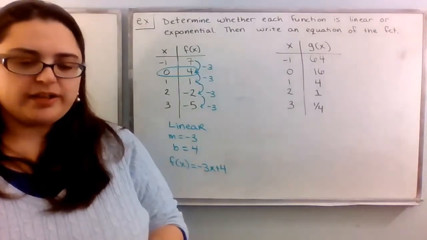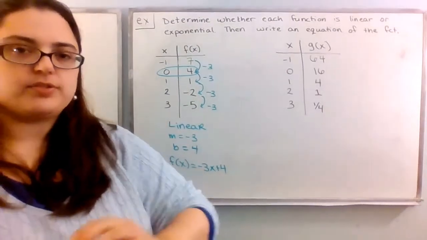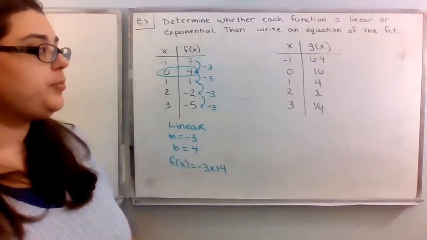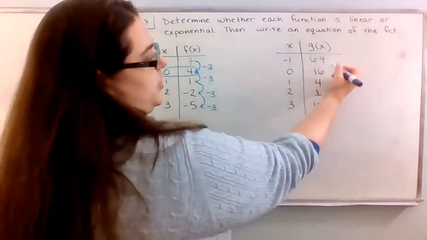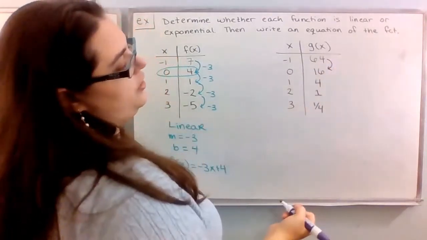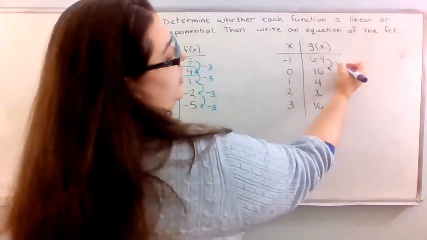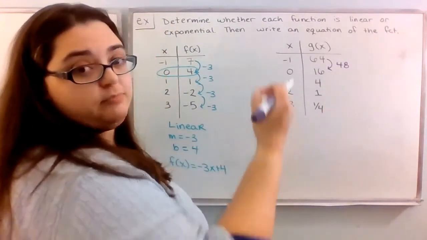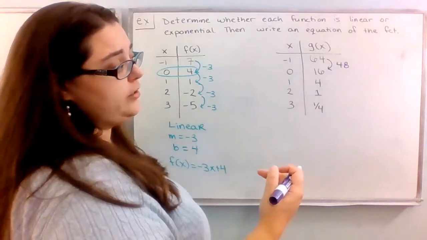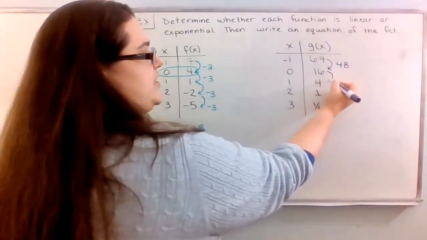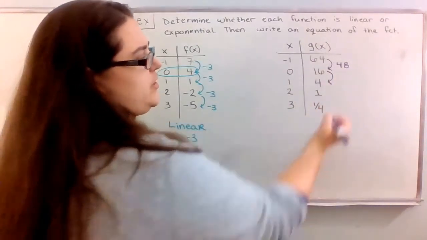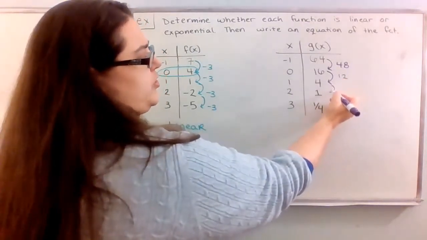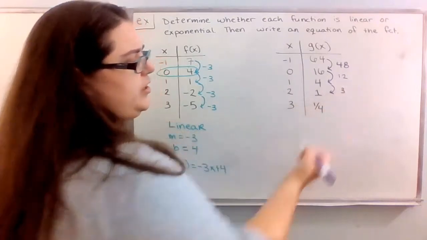All right, now let's take a look at g of x and see if it follows the same or different kind of pattern. So for example, if I go from 64 to 16, oh gosh, that's going to be what, 48, right? So if I do 64 minus 16, that would be a difference of 48. If I go from 16 to 4, that's going to be a difference of 12. And then from 4 to 1, that's a difference of 3.